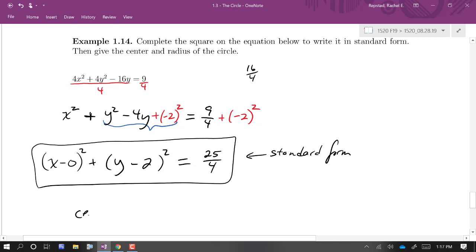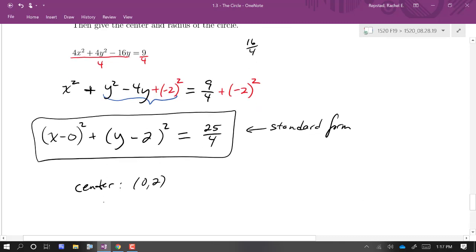What's its center? 0, 2. And what about the radius? 5/2, yeah. Because, and this is a good little reminder, if I take the square root of a fraction, you can split up radicals over division. So it's root 25 over root 4.